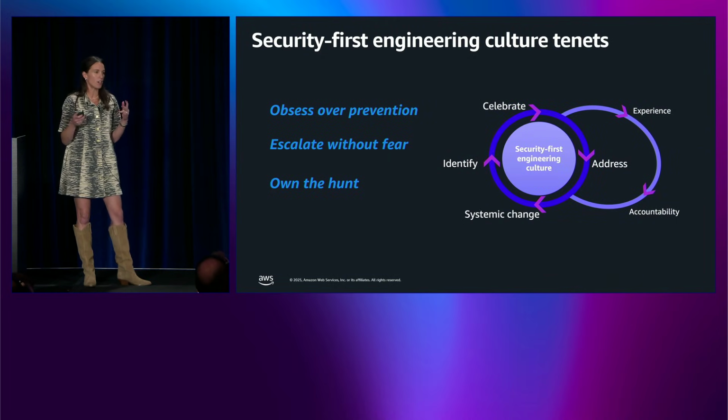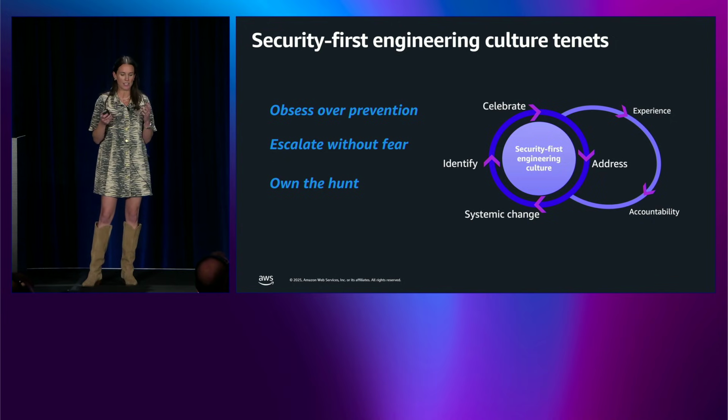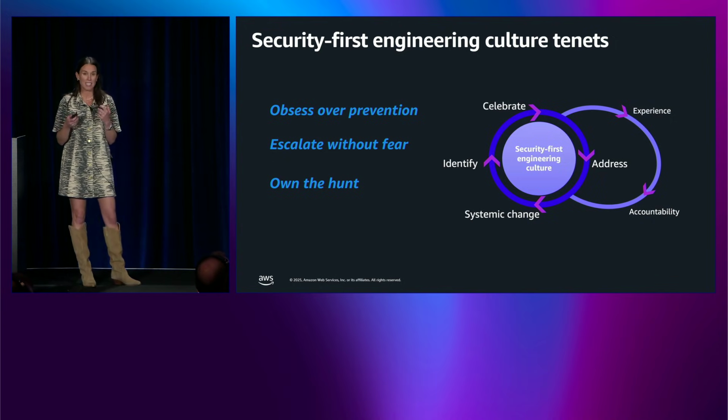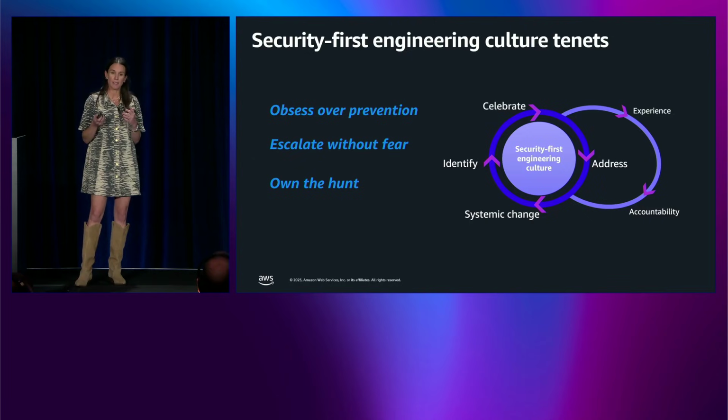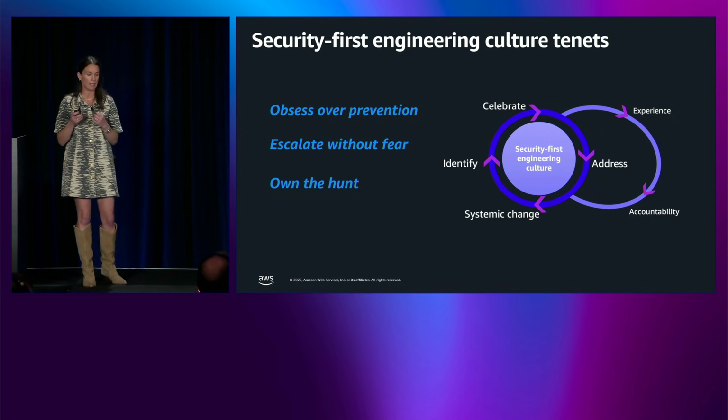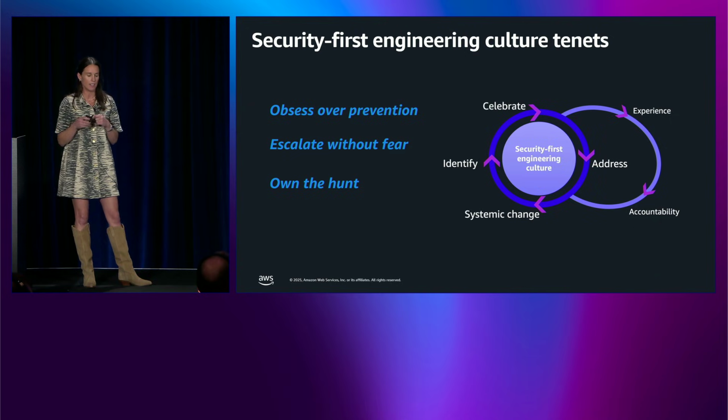So whether you walk away from this session thinking that you want to go implement your own weekly security meeting within your team or within your organization, or maybe that's too big of a leap for you, but you want to incorporate some of the concepts of it into your mechanisms, I wanted to share three tenets that I think are really core to implementing this. The first one is obsessing over prevention. Detections are good, but preventions are better. So obsess over them in every single security discussion.